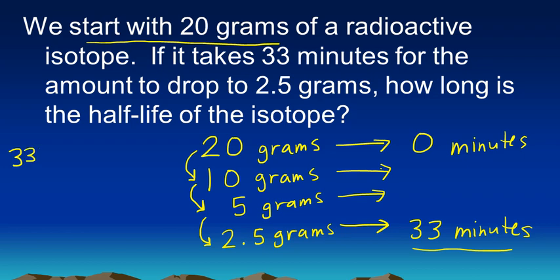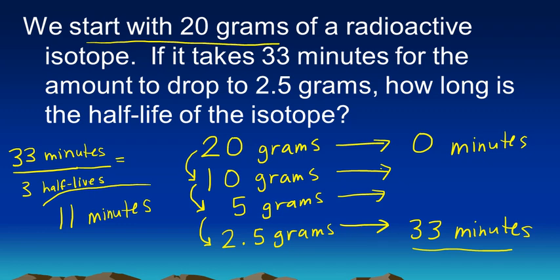So let's calculate that. If 33 minutes is the same as 3 half-lives, what is the length of 1 half-life? Well, whatever 33 divided by 3 is. Hopefully you realize that that is 11 minutes per half-life. And so the answer to the question is that the half-life is 11 minutes long. So once again, we've worked several problems in which we've used a diagram or chart here to solve half-life problems.